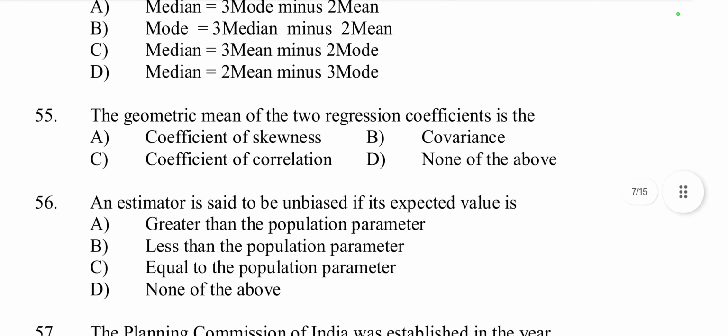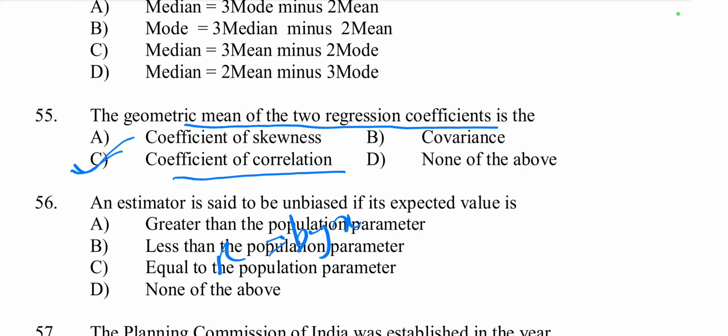Then question number 55, the geometric mean of the 2 regression coefficients is the coefficient of skewness, covariance or coefficient of correlation. The geometric mean of the 2 regression coefficients is the coefficient of correlation, option C, because we know that r is equal to the square root of byx into bxy. So this is the geometric mean of the 2 regression coefficients, that is the coefficient of correlation. Option C is the right answer.